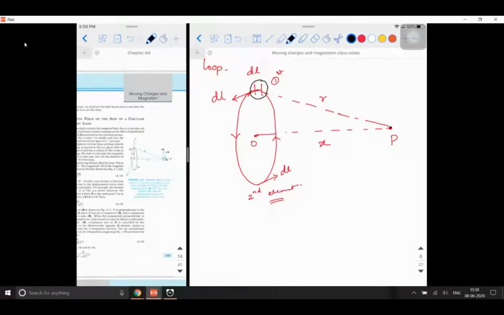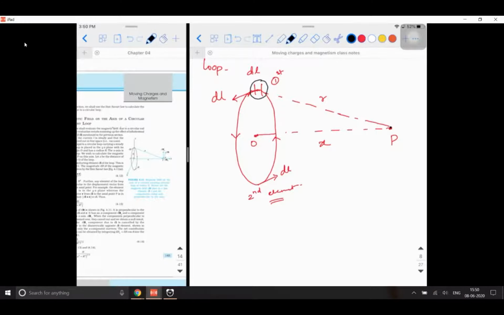Whenever I say direction due to a current carrying element, there are two concepts that we can use. One is the concept of right hand thumb rule, and the second is the concept of cross product. Let's try to use the concept of cross product here, because it is difficult for me to show it here as it goes in the three-dimensional plane. Once I apply the cross product, I will show you how to apply the right hand thumb rule. You can try it at your end and see.